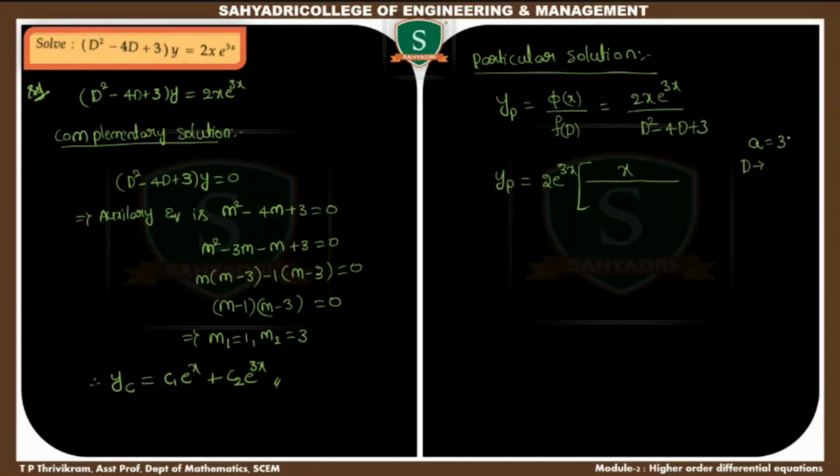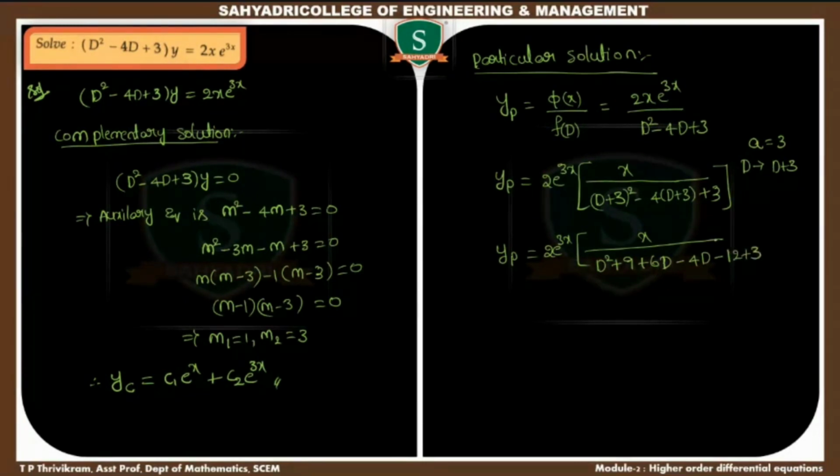D should be replaced with D plus a, so that means D plus 3. So replace that: (D plus 3) whole square minus 4 into (D plus 3) plus 3. Therefore, yp is equal to 2e power 3x into x divided by D square plus 9 plus 6D, minus 4D minus 12 plus 3. So yp is equal to 2e power 3x into x by D square, 6D minus 4D you'll get plus 2D, and then 9 minus 12 plus 3.